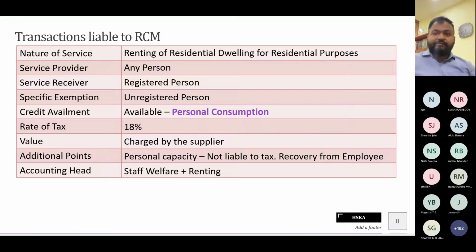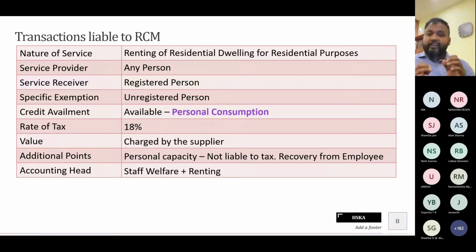Next. Rate of tax, if I have to pay tax under reverse charge mechanism, 18%. Value, whatever the landlord charges me. Personal capacity not liable to tax, but what happens if I recover something? This is a totally different question. I am a company, I have taken the property for renting it out or giving it to my employees. So I will pay tax under reverse charge mechanism. And now when I'm giving it on rent to my employees, that becomes my outward supply because I'm recovering the money from them. So it will become liable to tax again in my hands under forward charge. Right?